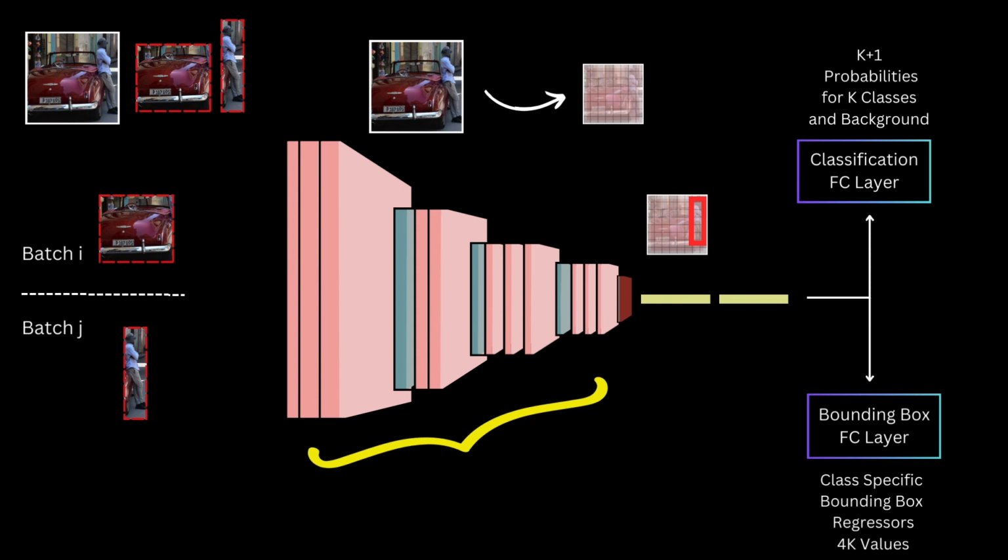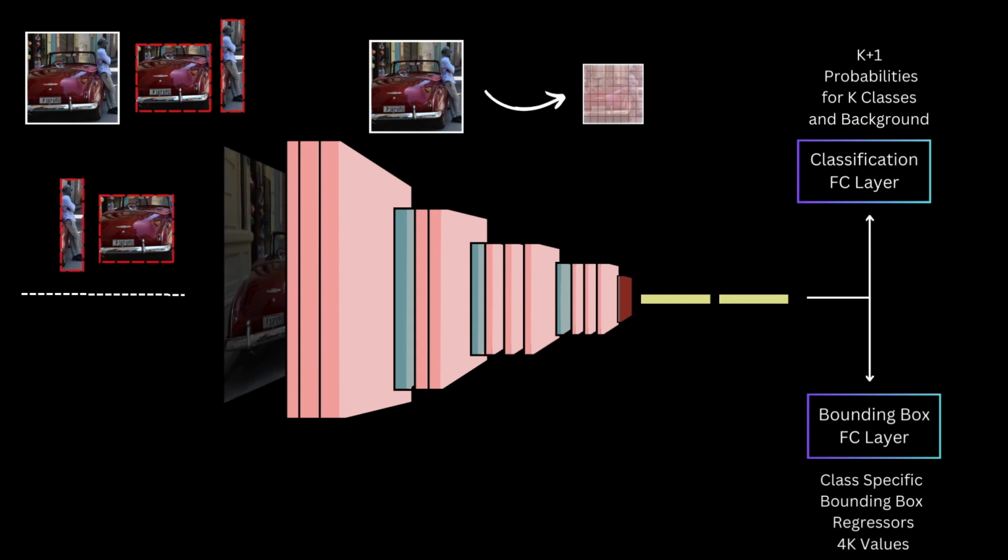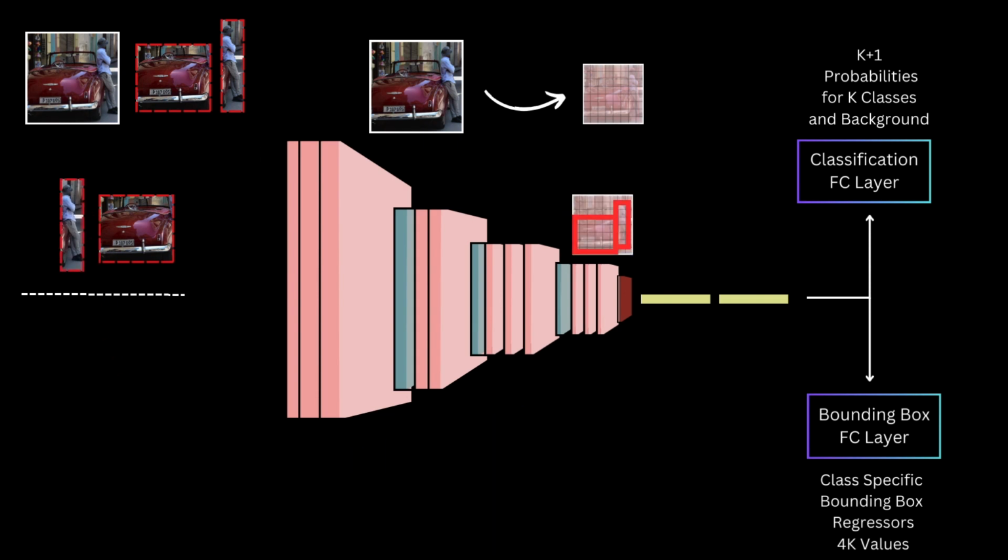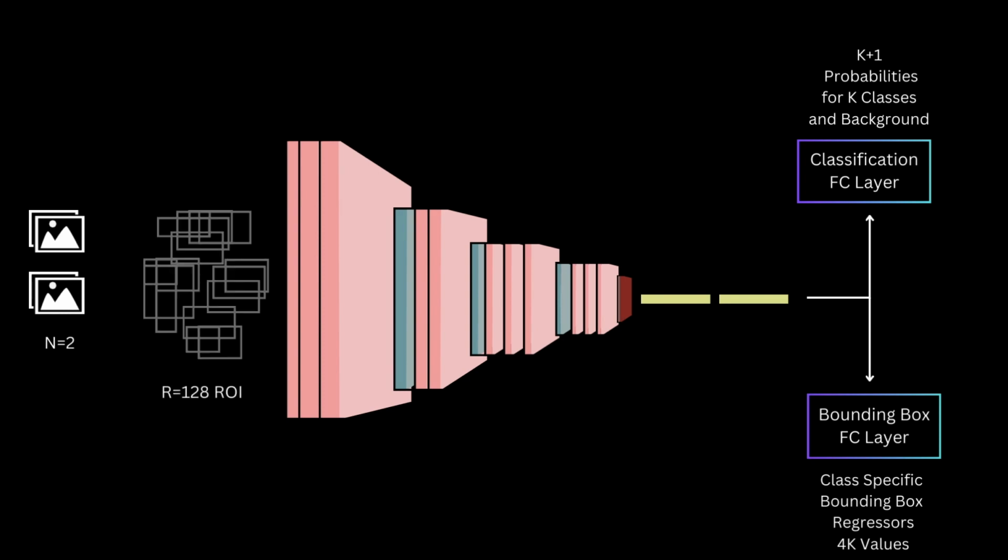But if these were in the same batch, then this computation could be shared, and that would make the training more efficient. To achieve this computation sharing, the authors modify how the proposals are sampled. In Fast-RCNN, we first sample n images, and in implementation, authors use n equals 2. Then from these n images, r proposals are sampled by sampling r by n proposals from each image.